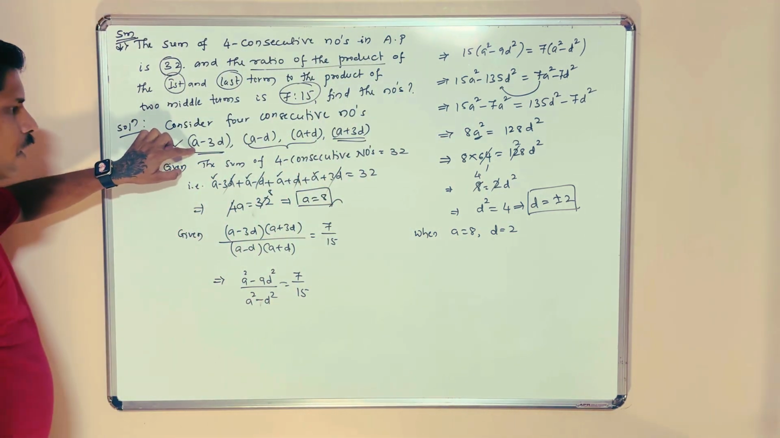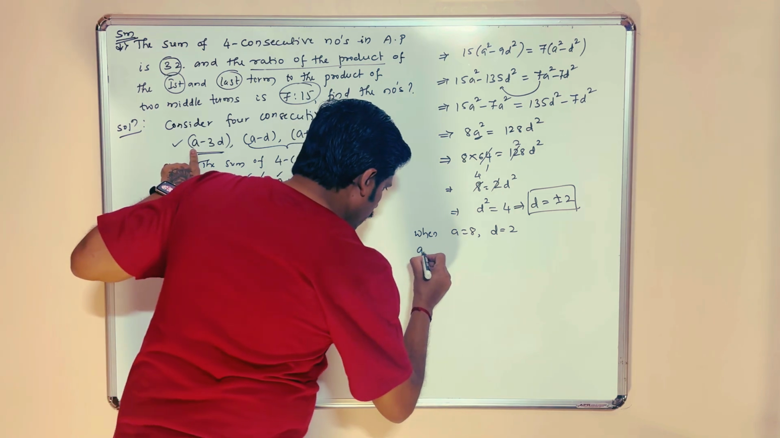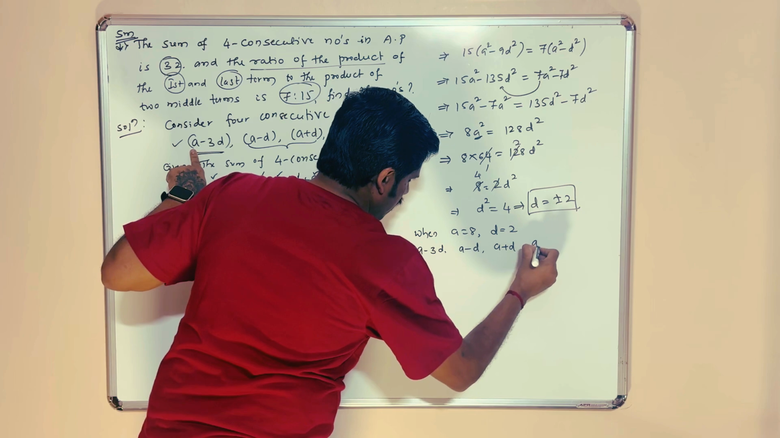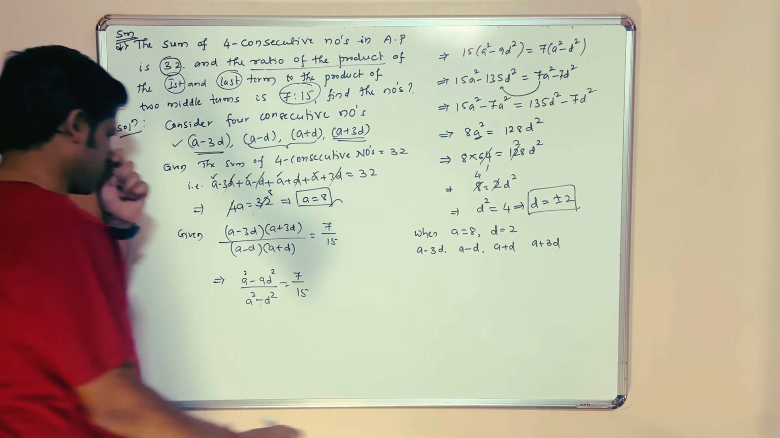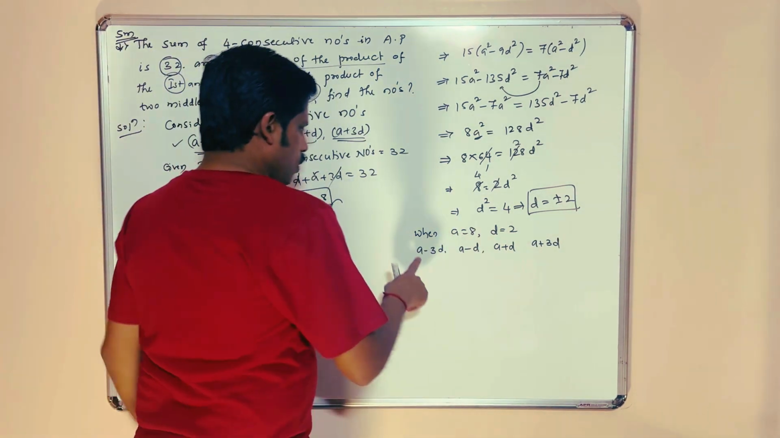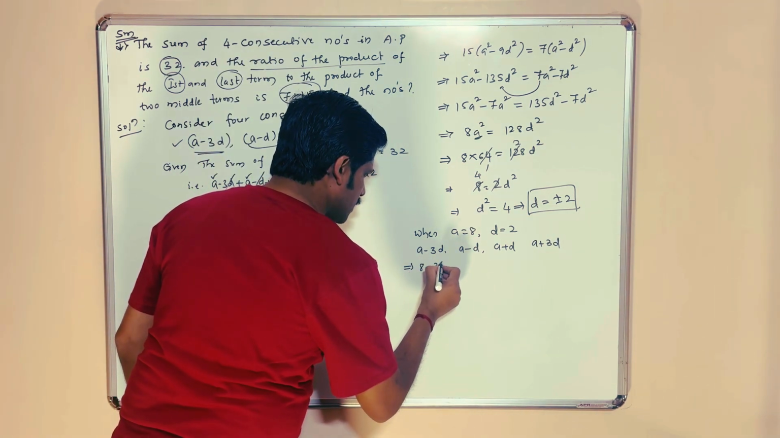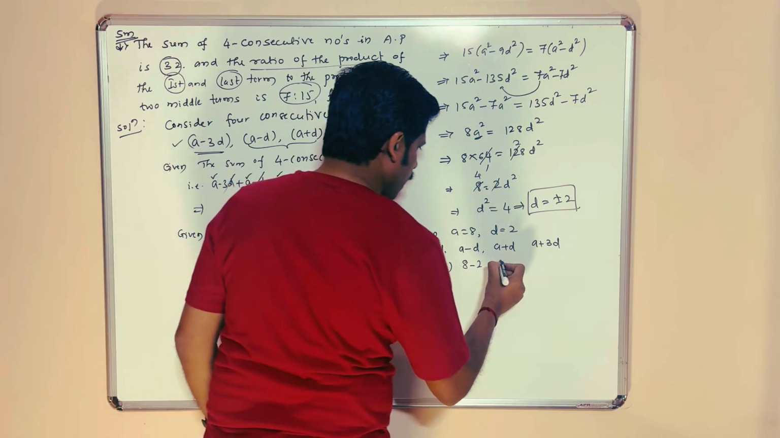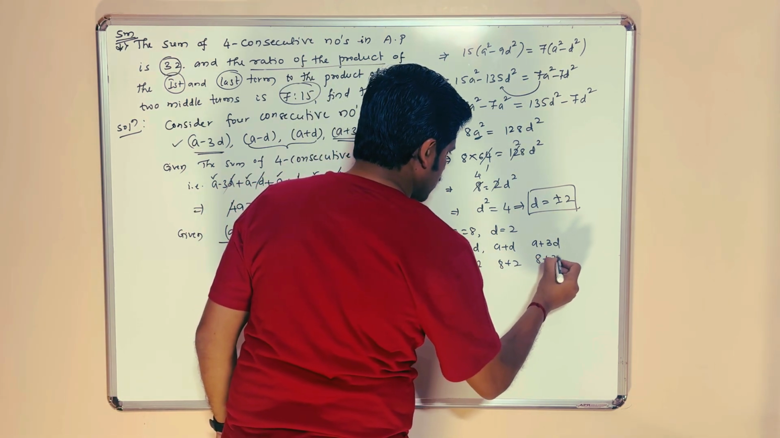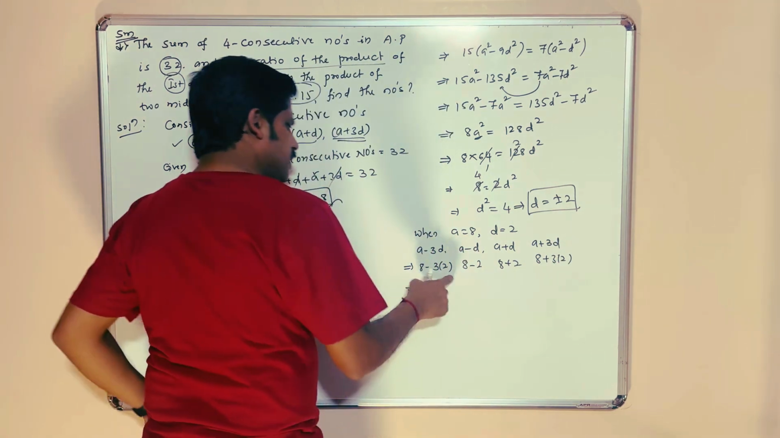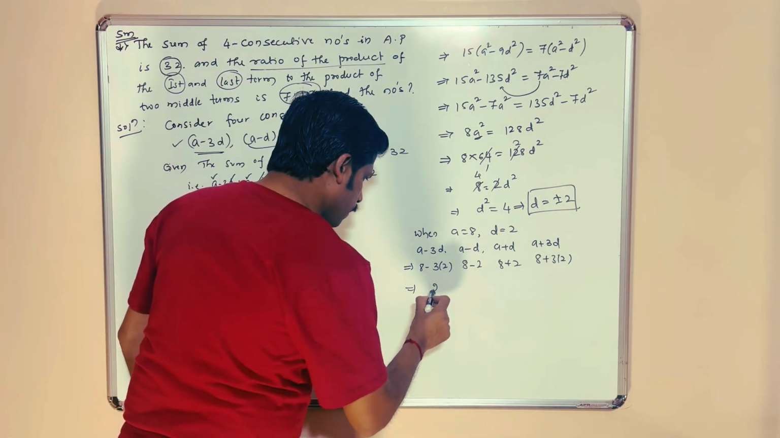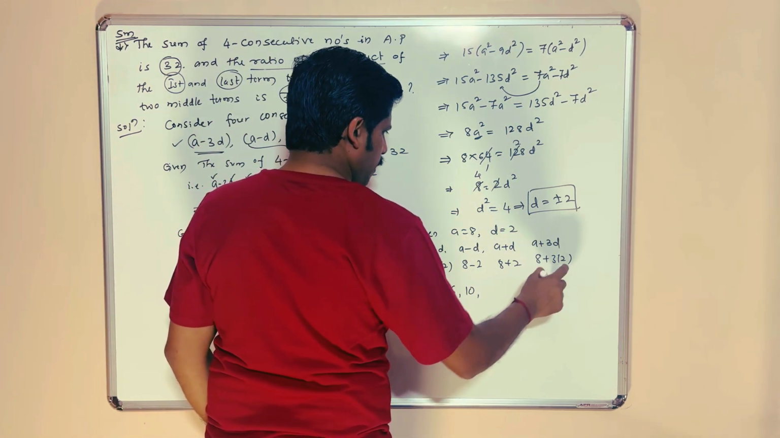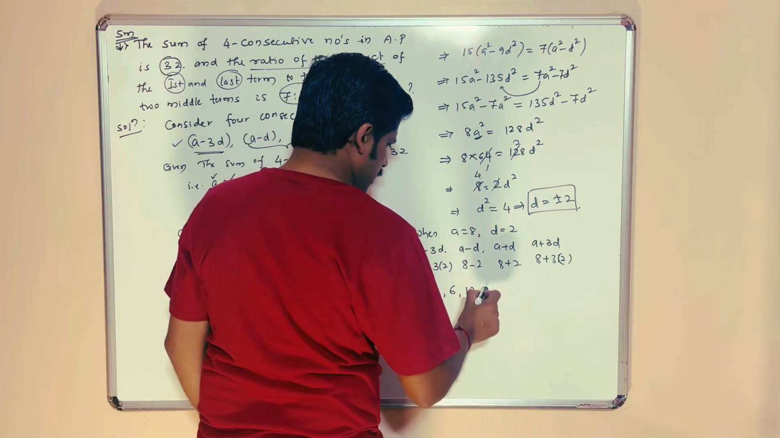Now substitute here. A minus 3D, A minus D, A plus D, A plus 3D. These are 4 consecutive numbers. Now substitute 8 and 2. So 8 minus 3 into 2, 8 minus 2, 8 plus 2, 8 plus 3 into 2. See here, 8 minus 3 twos are 6, 8 minus 6 is 2, 8 minus 2 is 6, 8 plus 2 is 10, 8 plus 6 is 14.